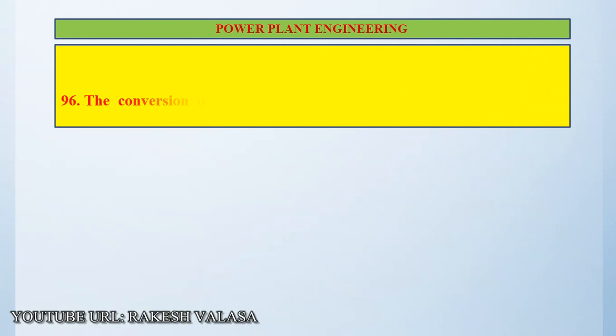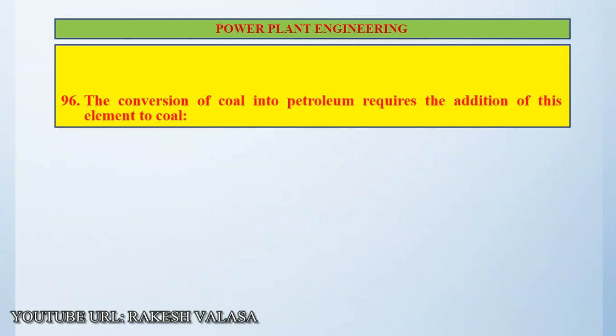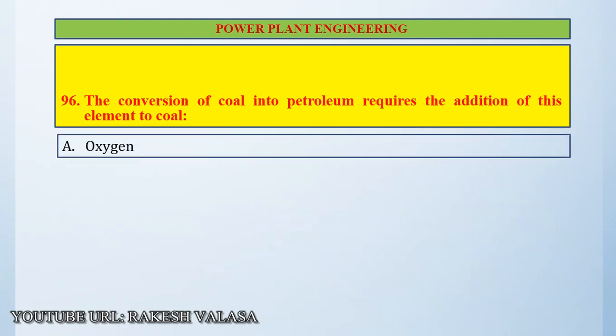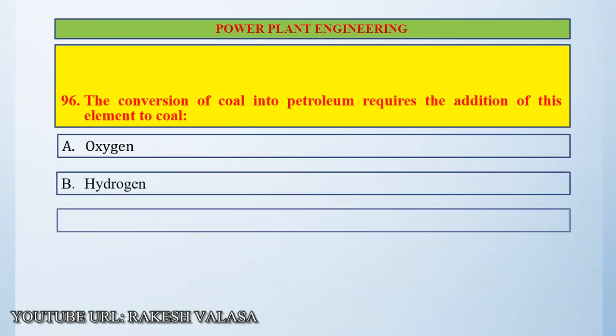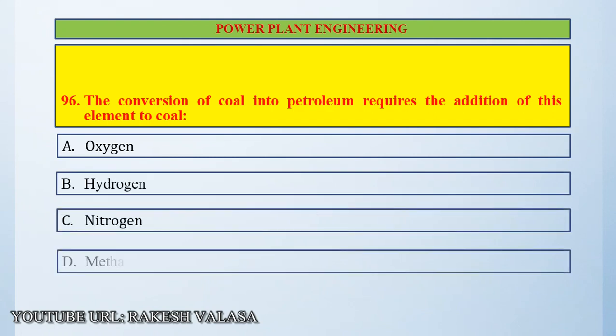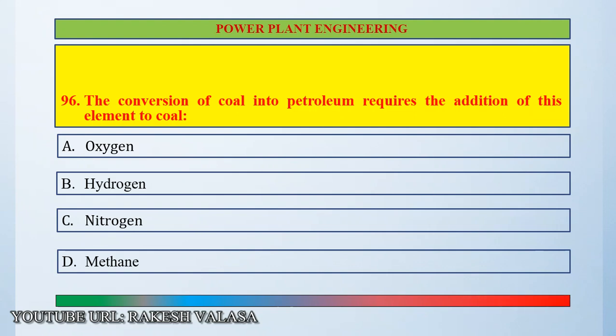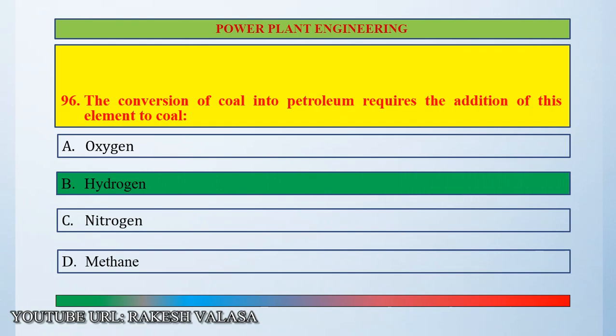Question number 96. The conversion of coal into petroleum requires the addition of this element to coal. Option A, oxygen. Option B, hydrogen. Option C, nitrogen. Option D, methane. The correct answer is hydrogen. The element required for conversion of coal into petroleum is hydrogen.